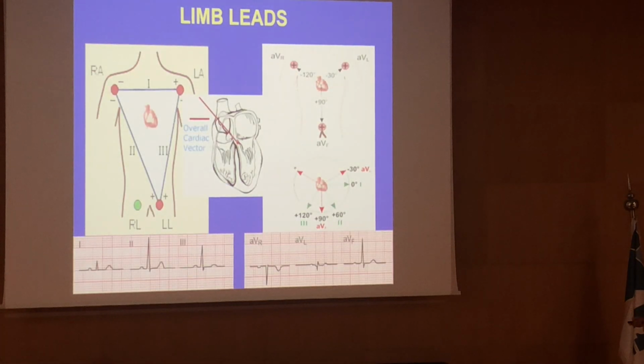I go back just to show you again the same thing for the inferior. Leads 2 and 3 look at the inferior surface of the heart. AVF also looks at the inferior surface, so we call these the inferior leads. AVL and lead 1 look at the lateral surface of the heart. Right?